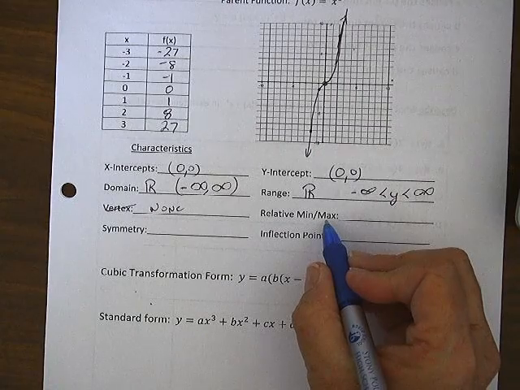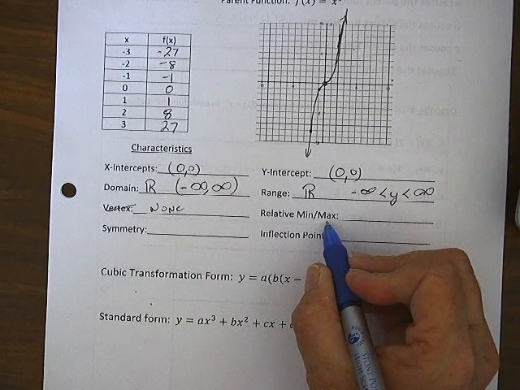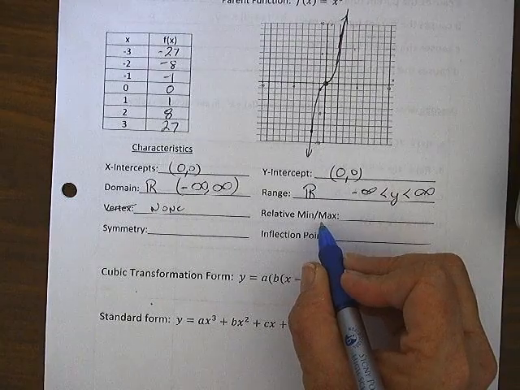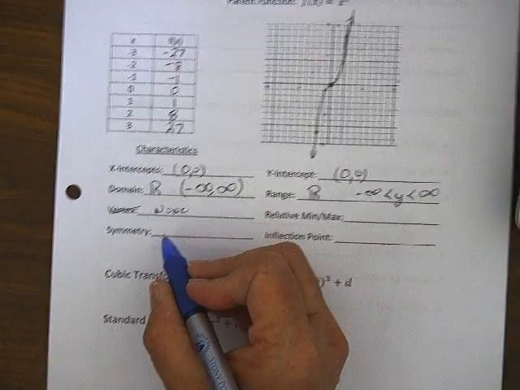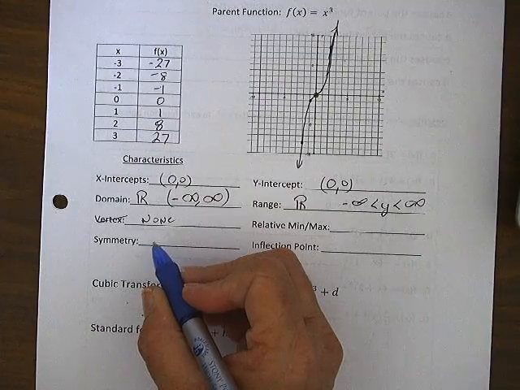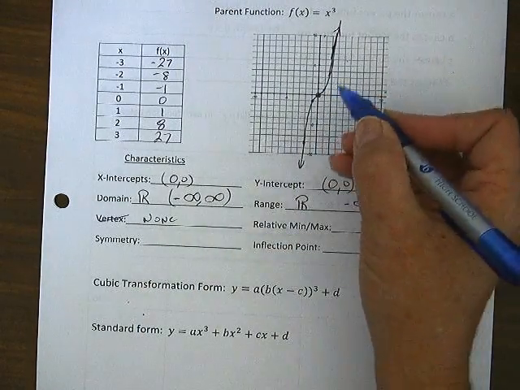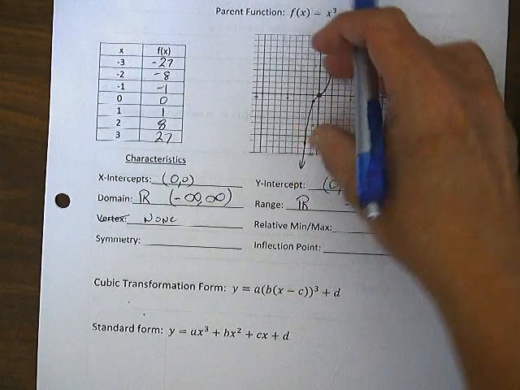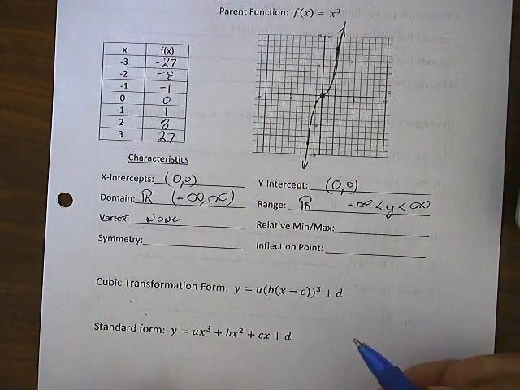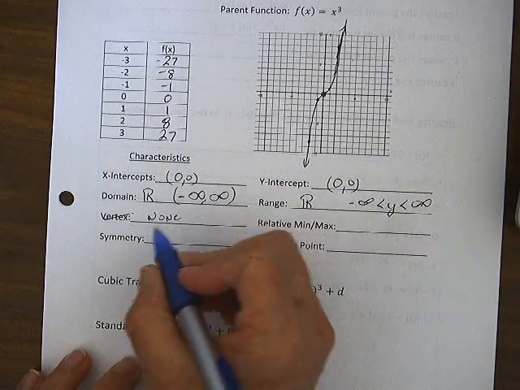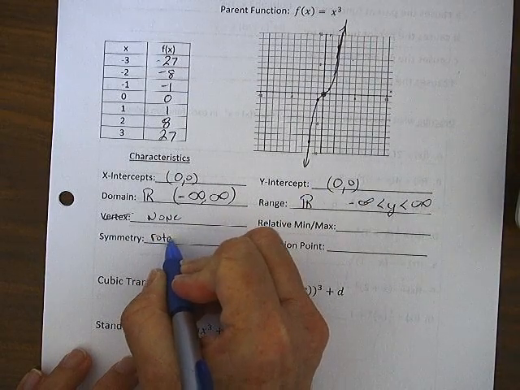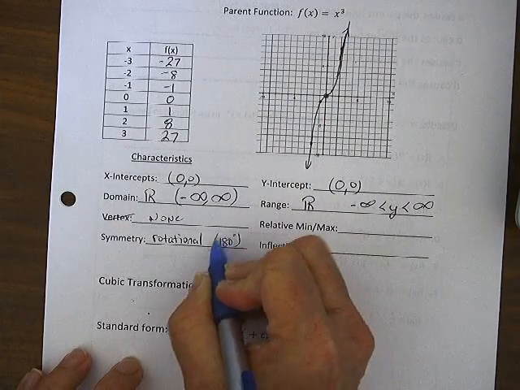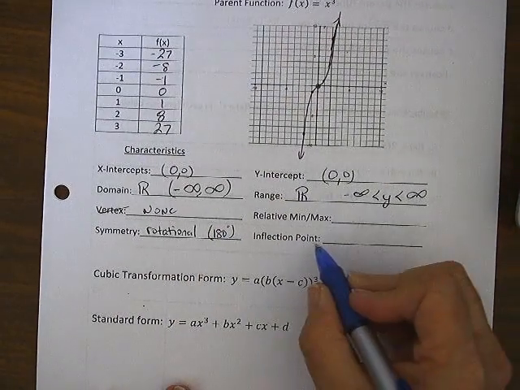Relative minimum and relative maximum. We don't see this on the parent function, but as we progress through the notes, we will see this. And symmetry. This is not symmetrical if we reflect it across either the x or y axis, but it is symmetrical if we were to rotate it. If we took our page and rotated it 180 degrees, it is symmetrical. So it's rotational: 180 degrees, rotational symmetry.